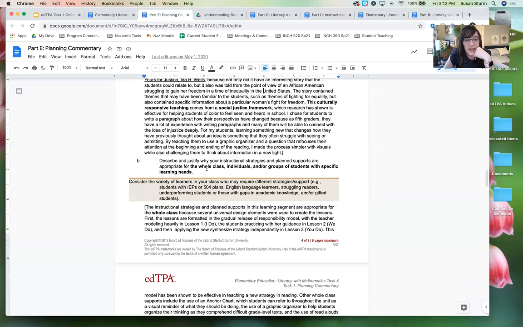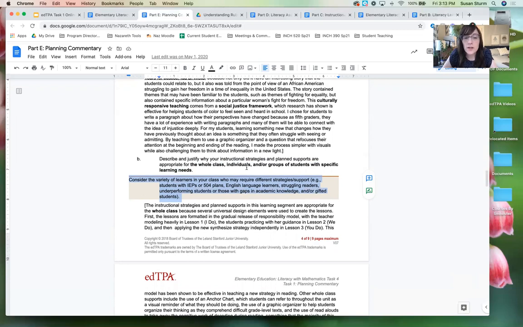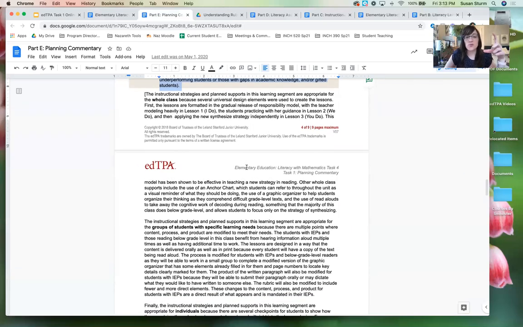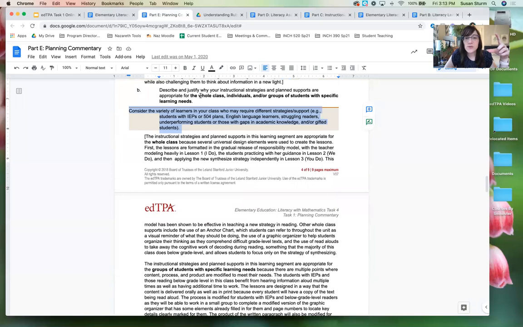So then part B is describe and justify why your instructional strategies and plan supports are appropriate for the following groups: the whole class, individuals, and or groups of students with specific learning needs. And this is one that's got that automatic one. If you don't talk about your IEPs, 504s, language learners, struggling readers, you will get an auto 1. So the way I suggest you structure this response is exactly how this student did. You take these groups and you break them down into their individual paragraphs.